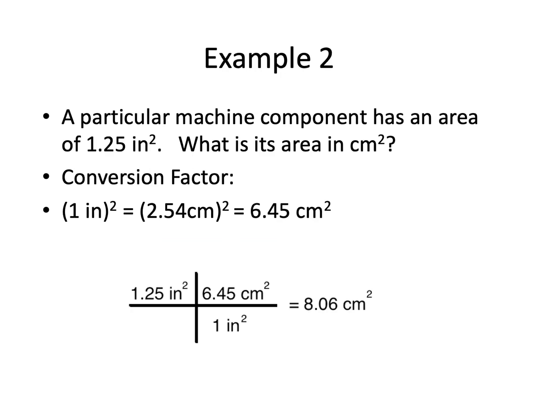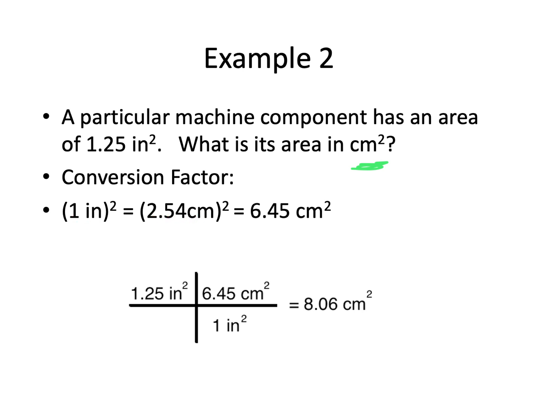So let's look at this in practice. Here's another example. A particular machine component has an area of 1.25 inches squared. Now, we know immediately that this is an area, so that's going to be a little bit tricky. We want to know what its area is in centimeters squared. Our conversion factor for inches to centimeters is that 1 inch is equal to 2.54 centimeters.